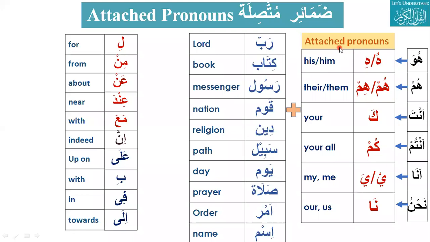And then we said that the detached pronouns convert into attached pronouns. So how will they be? Huwa will become hu, and sometimes hi; hum or him; anta, ka; antum, kum; ana is i; and nahnu is na. We took an example like qawm, so it will be qawmuhu, qawmuhum, qawmuka, qawmukum, qawmi, qawmuna. Any example you can take from here and just attach with this.